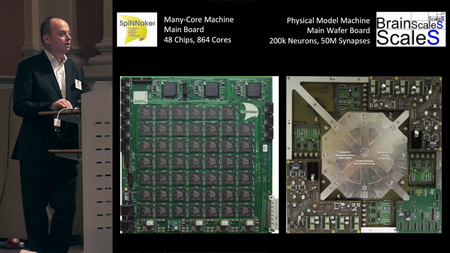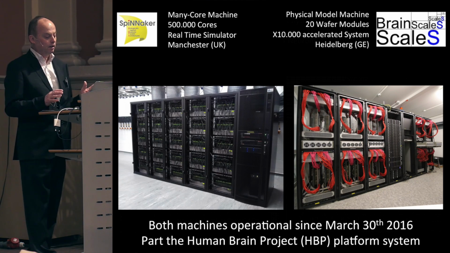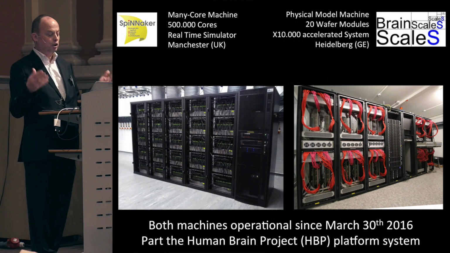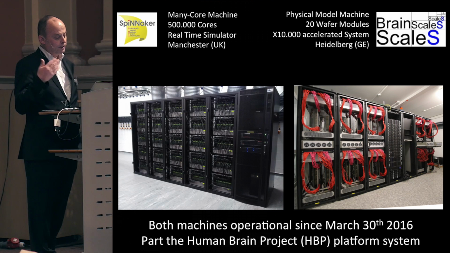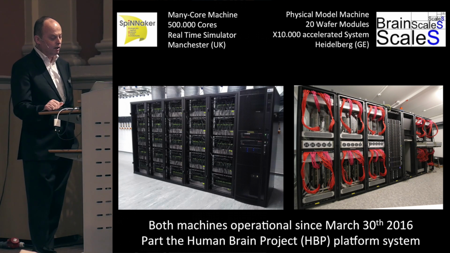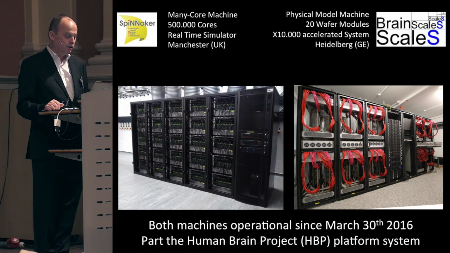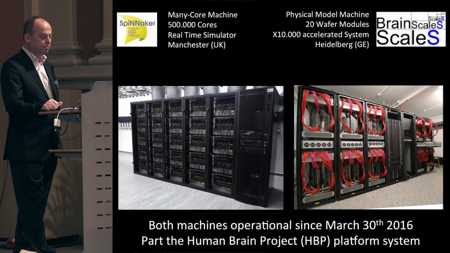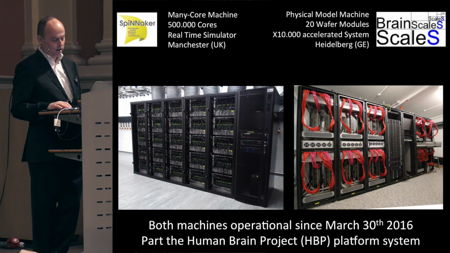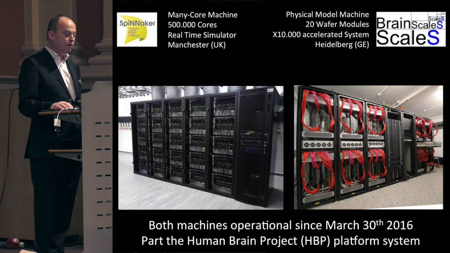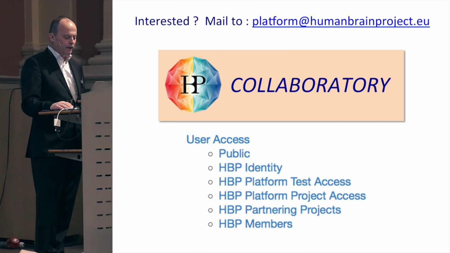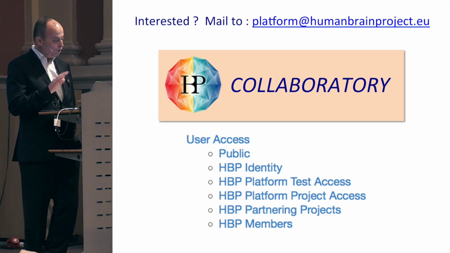The next step is to take these boards and scale them up to systems. This is what we have. And on March 30th, which is just a couple of weeks ago, those systems were put into official operation. They are now part of the Human Brain Project HBP platform system. This is the many-core machine in Manchester, 500,000 cores, a real-time simulator. On the right, a 20-wafer module in Heidelberg with the parameters I just described. These machines look impressive, but if you want to use them, which is more important, HBP has set up the whole user infrastructure.